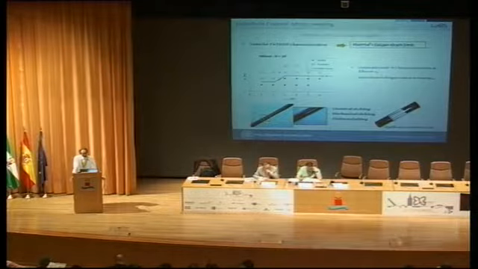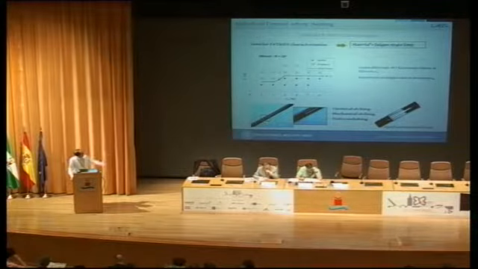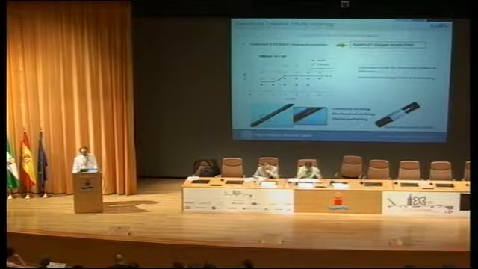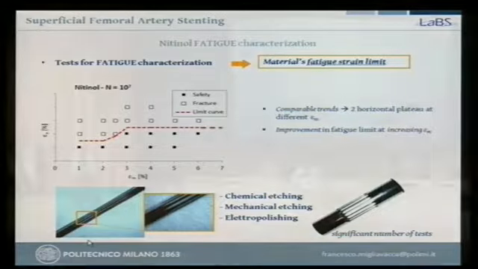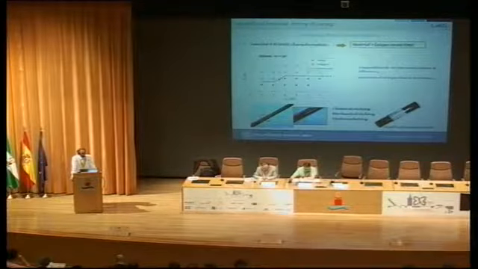We need to know the resistance when a material, the device, is subjected to fatigue. And we need to build a constant life diagram as those reported here, and this has been done with particular samples, which are wire samples, and made of the same material of the stents with the same chemical and surface treatment.